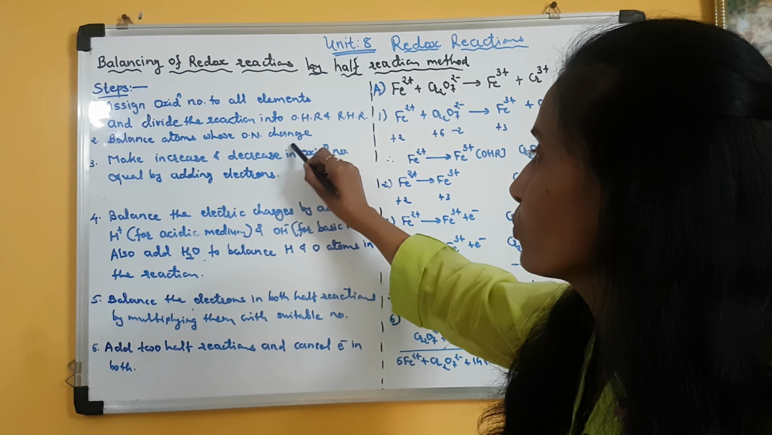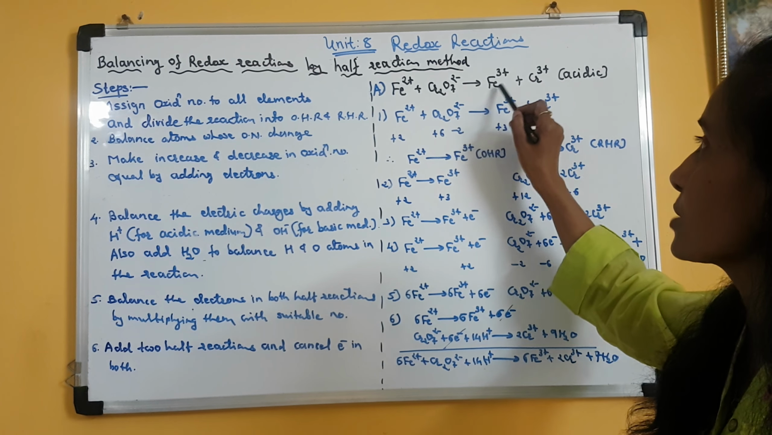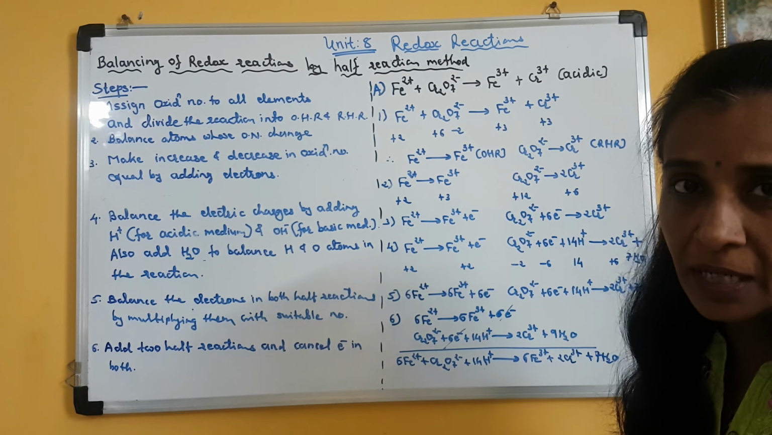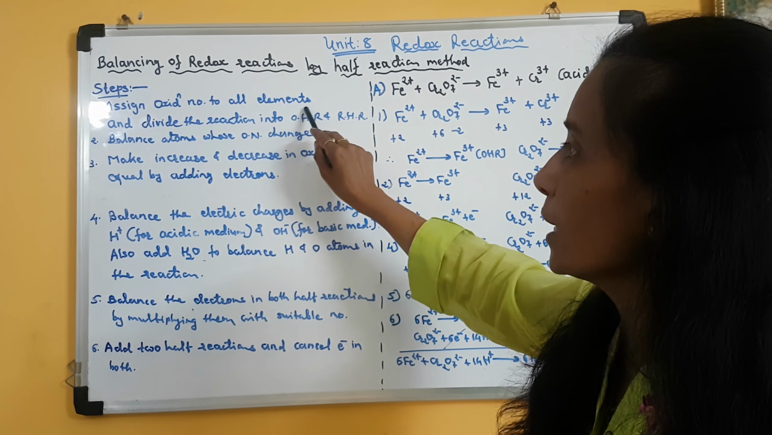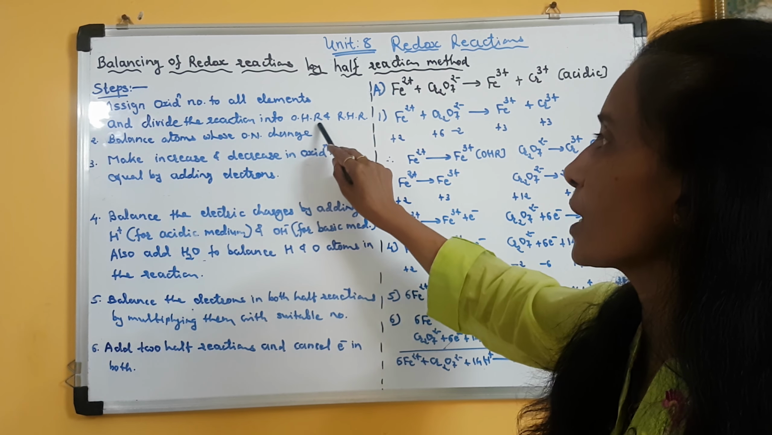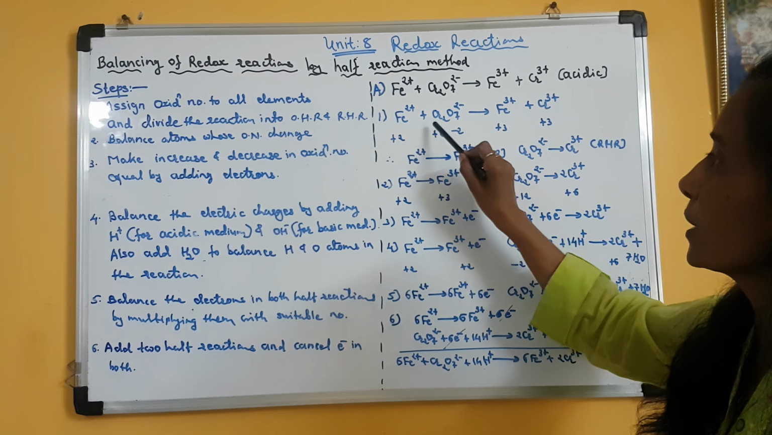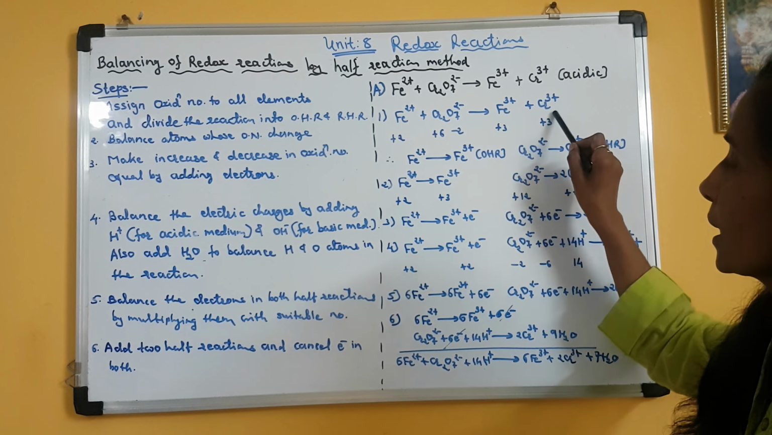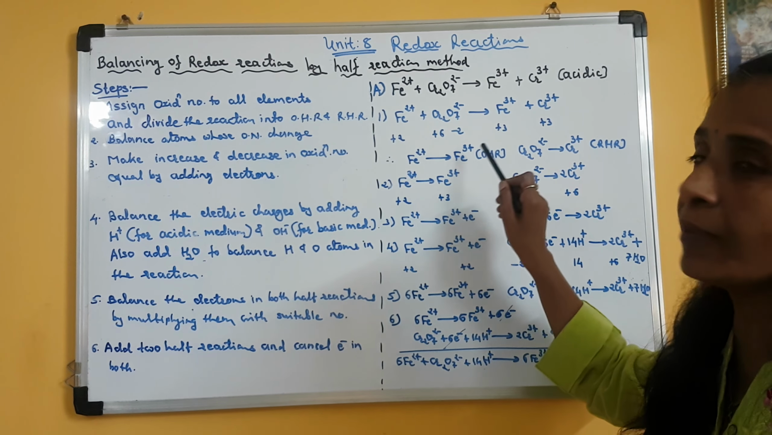Clear? Okay, so this is the equation which is given, that is not a balanced redox reaction and it is in acidic medium. Fe2+ plus Cr2O7 2- gives Fe3+ plus Cr3+. Clear? So the first step is assign oxidation number to all elements and divide the reaction into oxidation half reaction and reduction half reaction. Here I have written the same equation once again and also assigned oxidation number to each element.